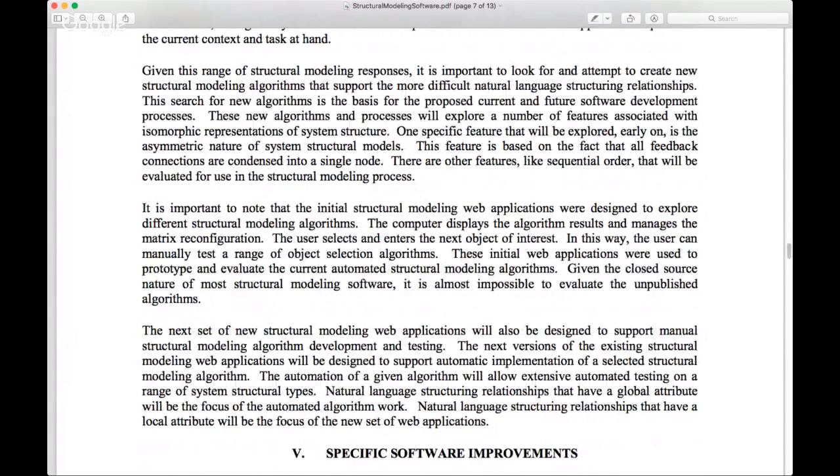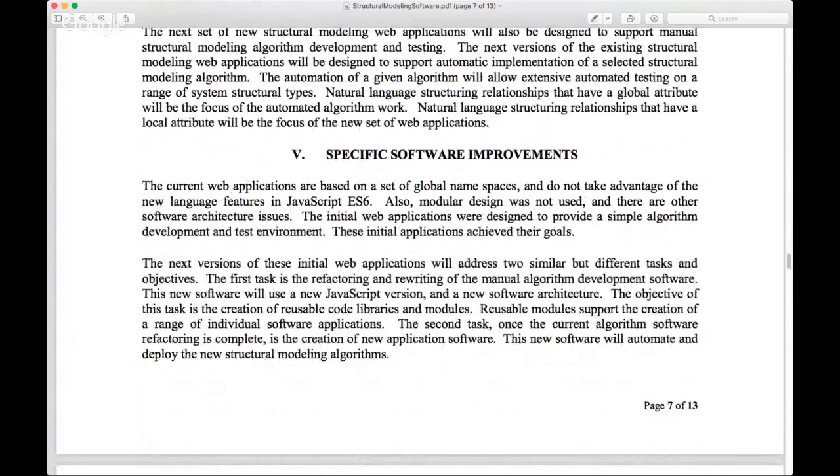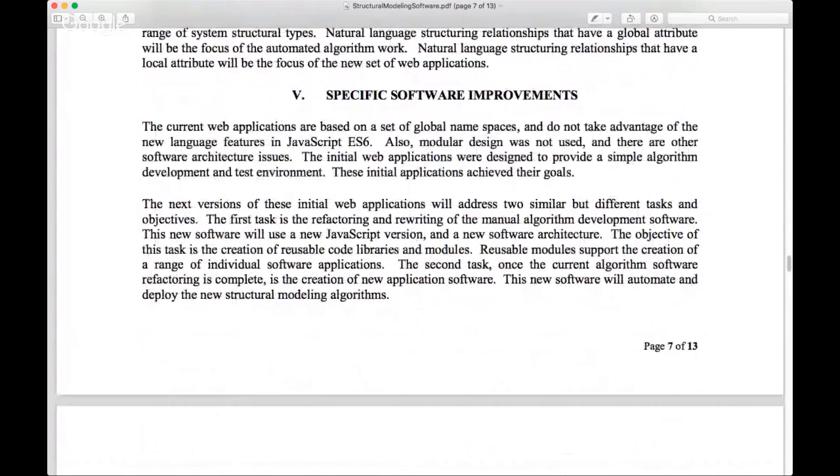Okay, so specific software improvements, I talked about that. It's going to be ES6, put into a modular design. And the modular design is going to be necessary to have an adaptive algorithm development and test environment.